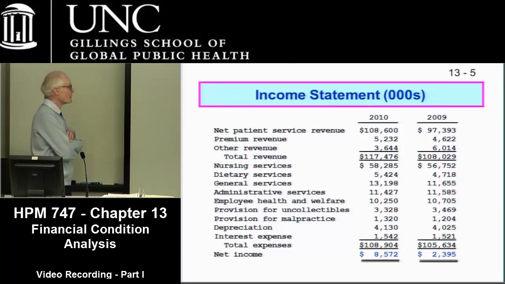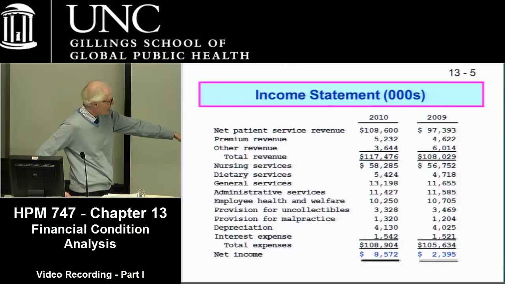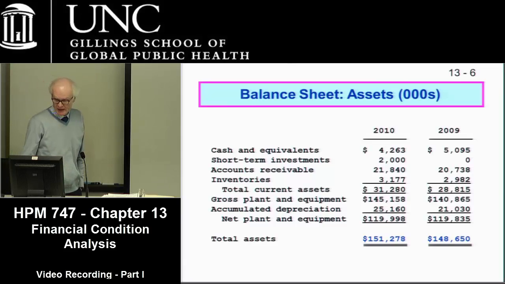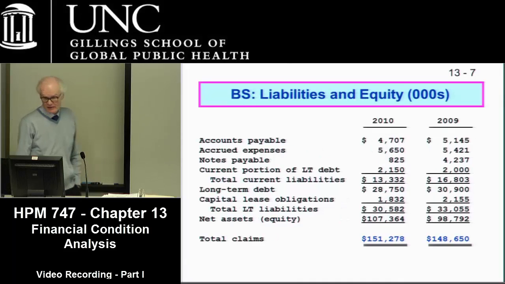The income statement you are all familiar with, and again, I'm not going to go through all those things, but I will point out the 8572 at the bottom, the net income of 8572. And then the balance sheet, which again I'm sure you're all familiar with in terms of the basic components of it. And then this is the liabilities and equity side. If this was the asset side, here's the liabilities and equity side.